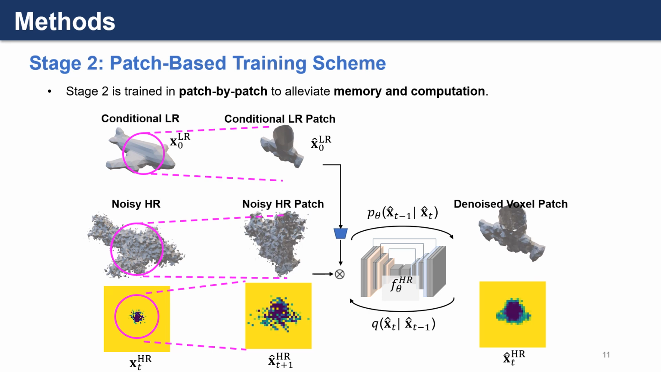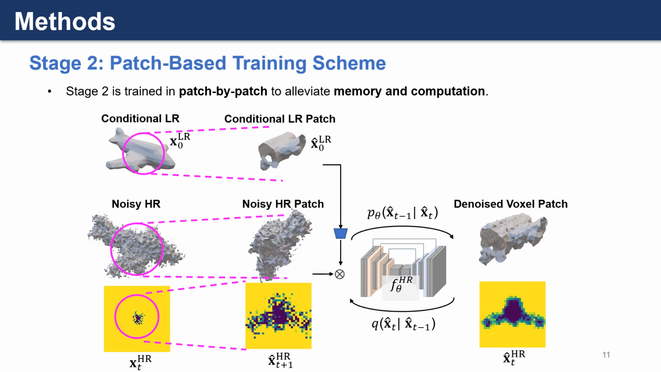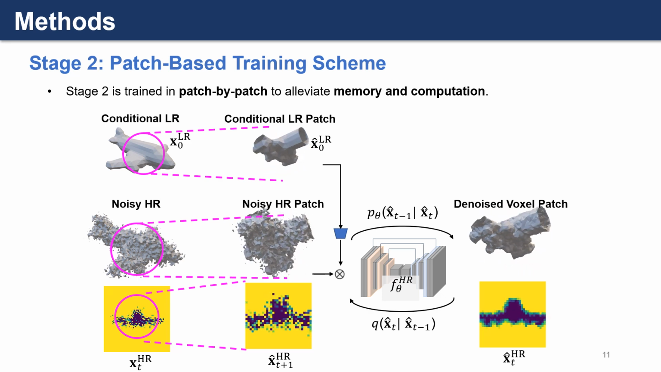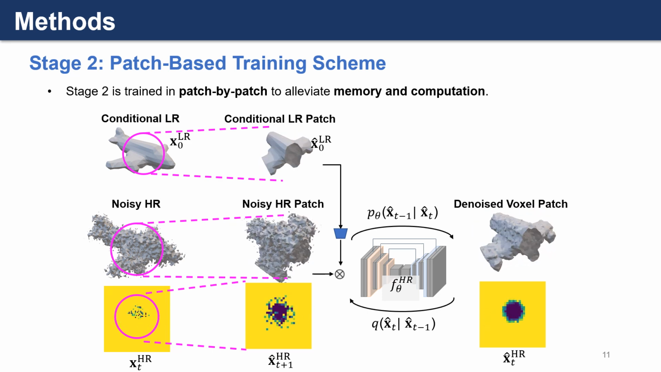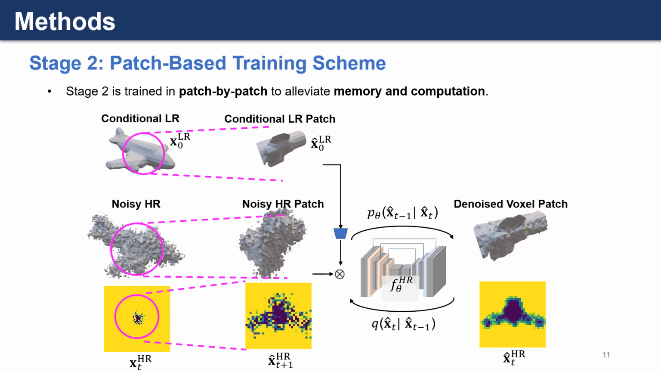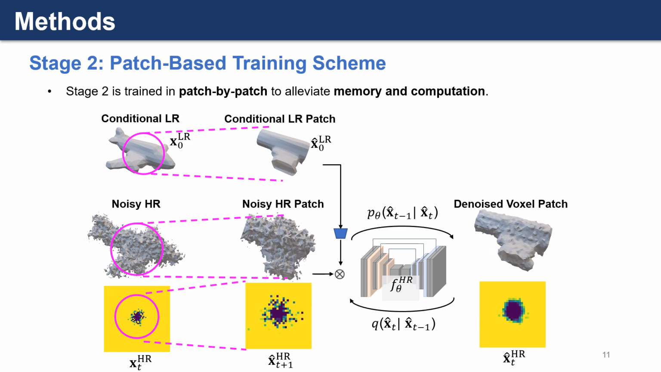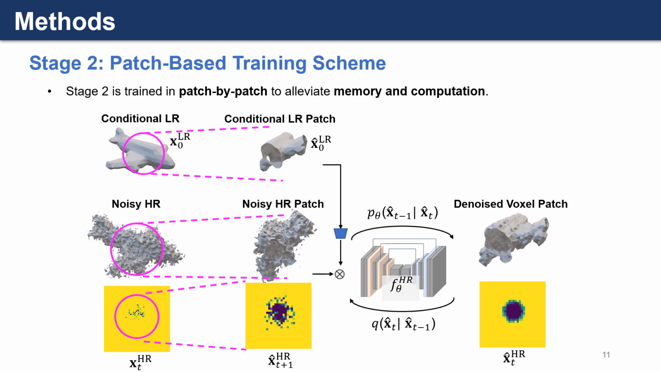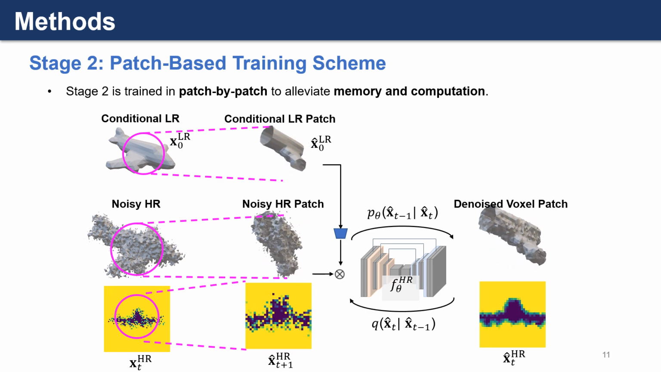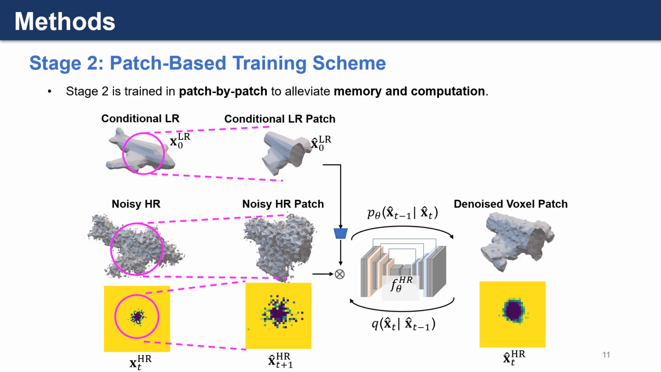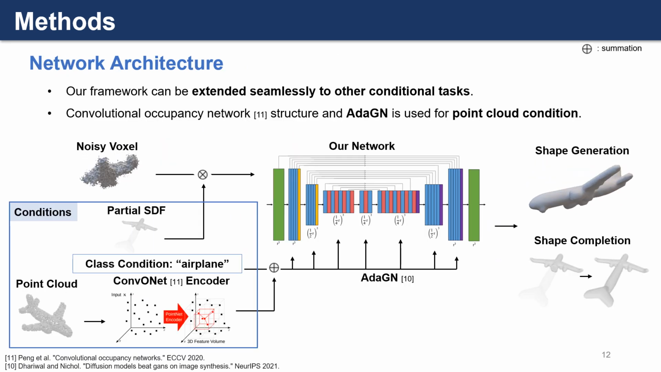In this slide, we will explain our patch-based training scheme for high-resolution super resolution. Even with the two-stage approach, processing high-resolution voxels is still a difficult problem because of large memory and computation. To alleviate this, we use a patch-based training approach. We sample small patches of the low and high-resolution voxels, and in the second stage, the model learns how to denoise a local area of the 3D shape. We apply this patch-by-patch scheme only for the training phase, because the inference phase needs no more memory than the training phase. With this patch-based training scheme, our method can be applied to much higher resolution.